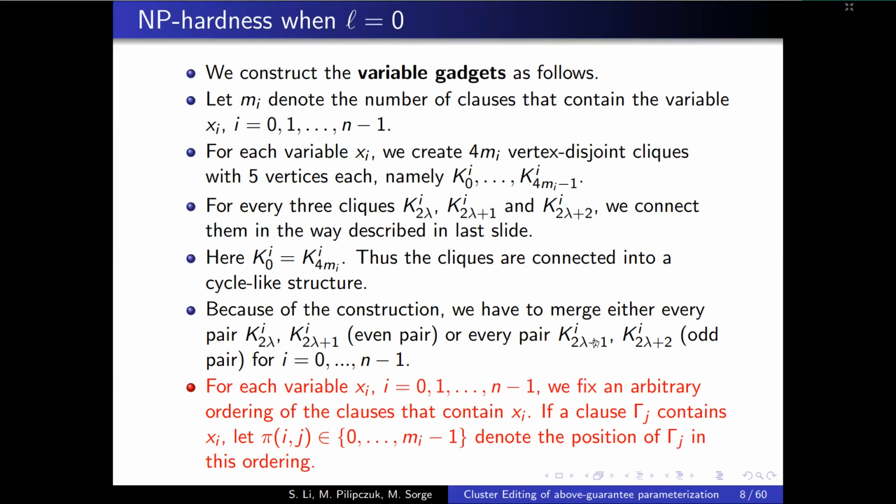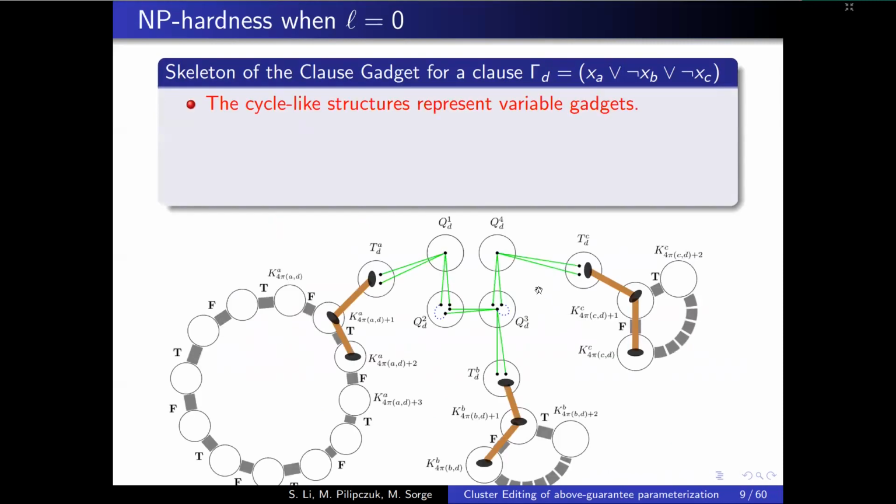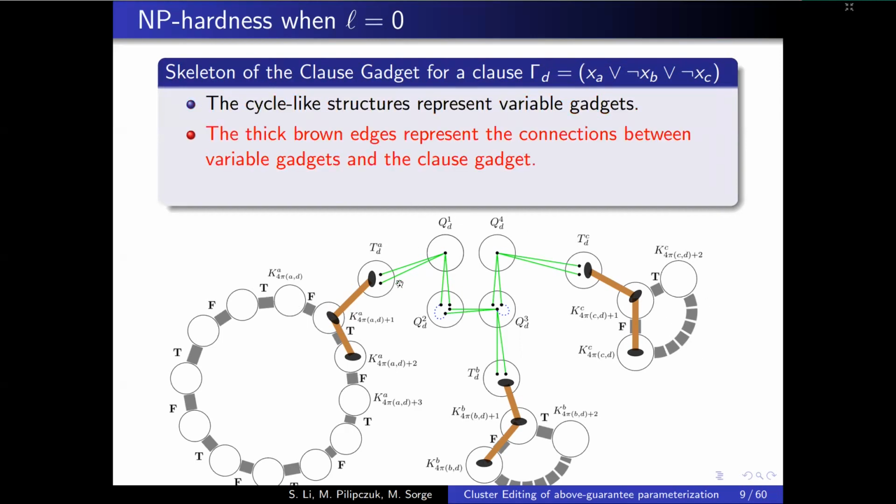For each variable xi, we fix an arbitrary ordering of the clauses that contain xi. If a clause γj contains xi, then πij denotes the position of γj in this ordering. Next, we go to the skeleton of the clause gadget for clause γd. This picture shows the skeleton of the clause gadget. In this picture, the cycle-like structures represent variable gadgets. For example, this cycle represents the gadget for xa, this cycle represents xb, and this cycle represents xc. The thick brown edges represent the connections between variable gadgets and the clause gadget.